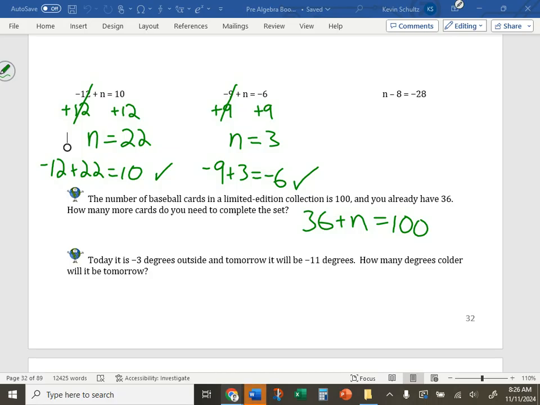Today it's -3 degrees outside, and tomorrow it'll be -11. How many degrees colder will it be tomorrow? Okay. So all of page 32, work must be shown. How you are finding your answer.